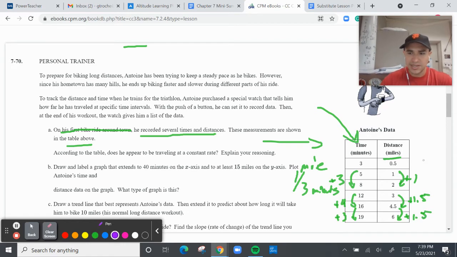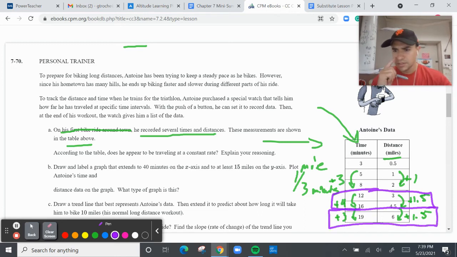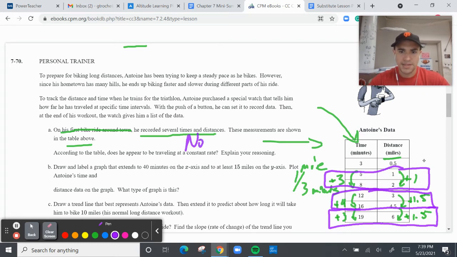So even by looking at these rates right here, these changes and these changes, they're not the same. And then if you look at this one right here too, they're all 3 different. So no, he's not traveling at a constant rate because we have 3 different slopes or 3 different types of changes. Draw and label a graph that extends to 40 minutes on the x-axis and 15 miles on the y-axis. Plot Antoine's time and distance on the graph.